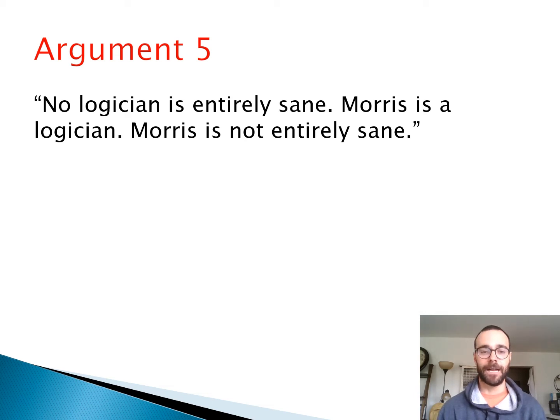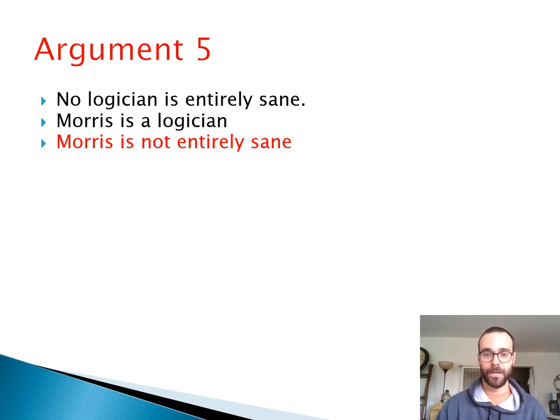Okay, argument 5. Pause the video, try this one on your own. So here we have no logician is entirely sane. Morris is a logician, therefore Morris is not entirely sane. Again, pretty easy to pick out the conclusion here. Morris is not entirely sane.